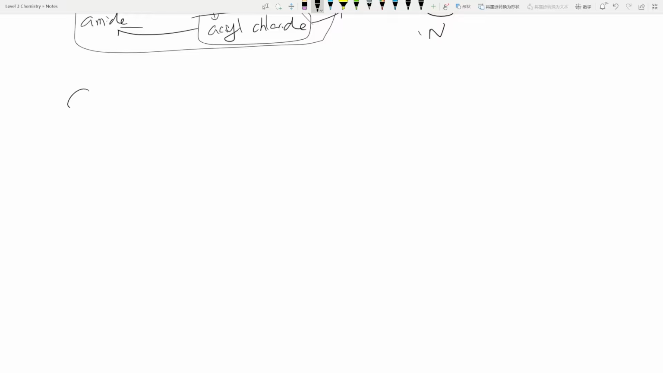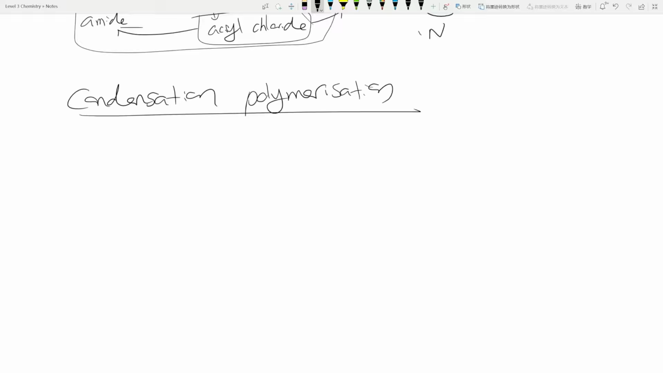Okay, now the big part for this section is condensation polymerization. I just did a video yesterday, so you can go watch that. So this is the polymerization and the hydrolysis. This is a guaranteed excellence question, and then you have the distinguishing test, which is again a guaranteed excellence question.